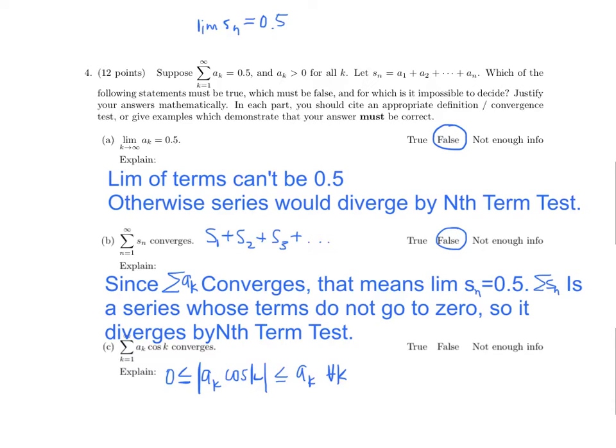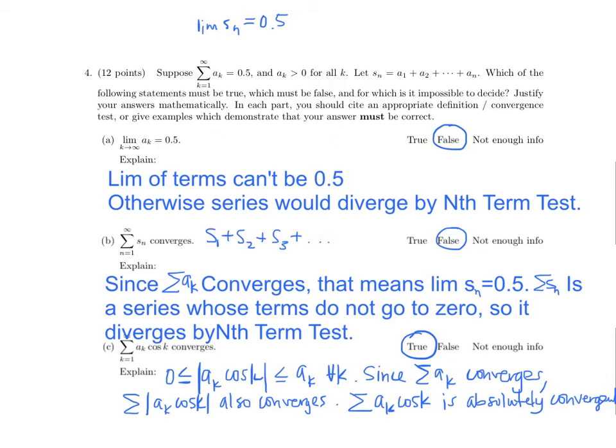Well, since we know the series a sub k converges, that means the series of the absolute value of the terms a sub k cosine k also converges. This makes our series in question absolutely convergent. Does that mean that if we allow some of the terms to be negative, it will still converge? You bet. Absolute convergence is the strongest type of convergence for series that have both positive and negative terms.